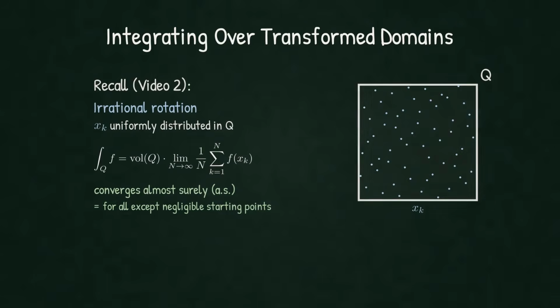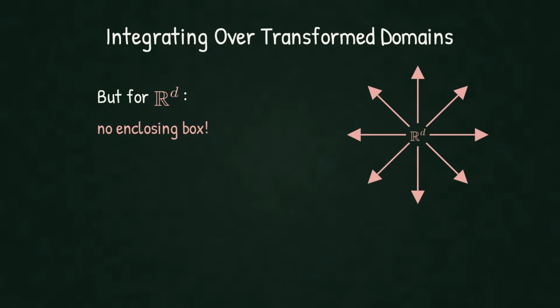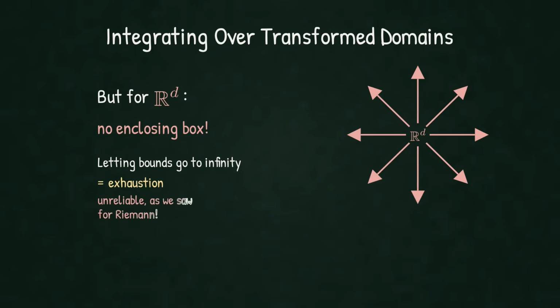But for the d-dimensional real space, there is no enclosing box, and letting the bounds go to infinity is just exhaustion, unreliable as we saw for Riemann. We need an alternative approach.